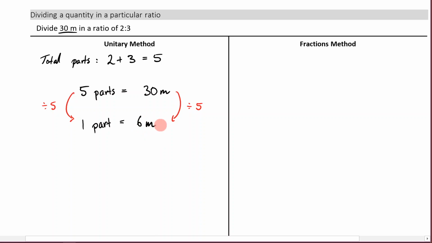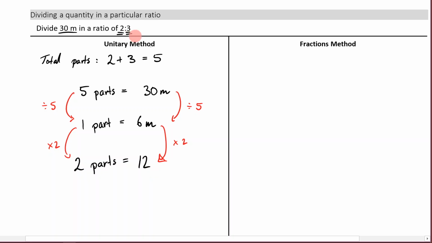The next thing I'm going to do is find what 2 parts is going to be. What I'm going to ask myself is, how do I go from 1 to 2? I times by 2. So that means I'm going to times this side by 2. So 6 times 2 is 12. So I'm going to write 12 here. So that means 2 parts is equal to 12.